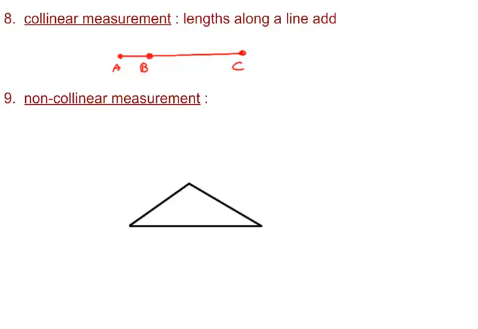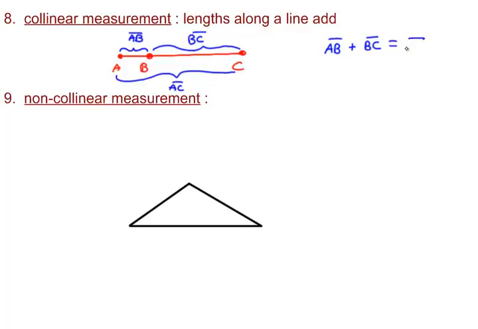Now when we talk about measurement, we're talking about the distance. So we're saying that line segment AB, so I'm going to write it over here, if I add it to this distance, line segment BC, I'll get my total distance, which is line segment AC. And that's what collinear measurement means. You're going to take the 2 distances inside, you're going to find the total, and you'll get the whole thing.